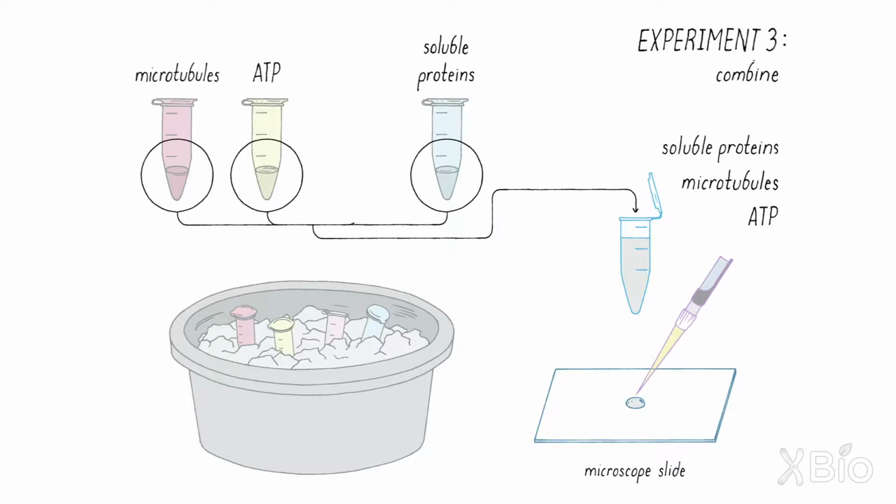Essentially, it wanted to make sure that what we thought we saw moving were in fact the membrane organelles and not something else that might have been coming along with the soluble protein fraction. So the way to figure that out was just to mix everything again, but leave out the membrane organelles. Just add together the microtubules, the ATP, and the soluble protein fraction.